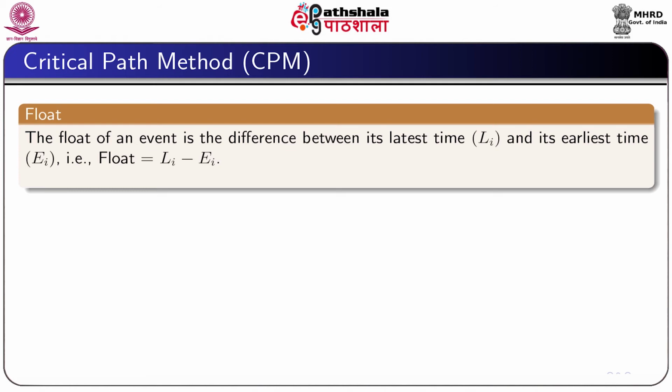Now, we will define what we mean by float, total float and free float. First, let me define what we mean by a float. The float of an event is the difference between its latest time Li and its earliest time Ei. Therefore, we can write float is equal to Li minus Ei. It is a measure of how much later than expected a particular event could occur without delaying the completion of the project.